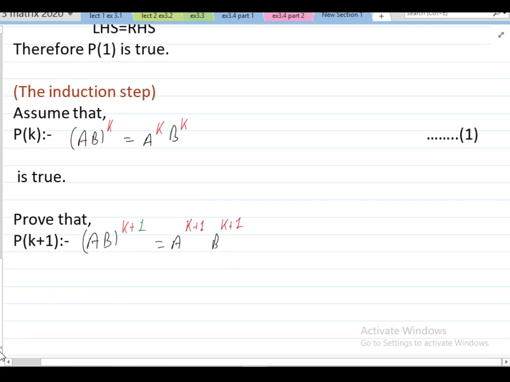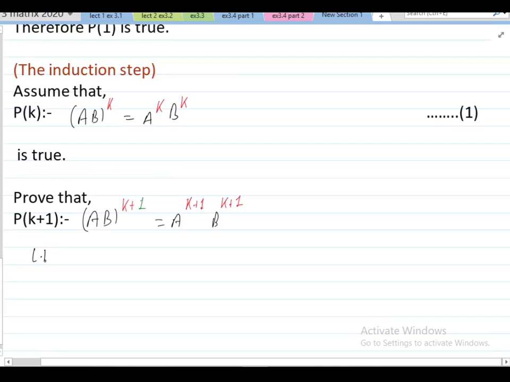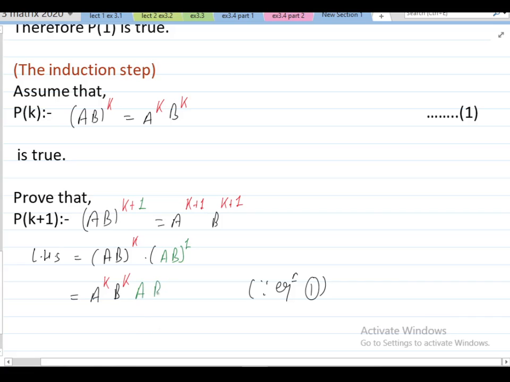તો જરાય ગભરાયા વગર આપણે લેફ્ટ હેન્ડ સાઈડ થી સ્ટાર્ટ કરીએ. What is left hand side? AB whole raised to K into AB, right? AB whole raised to 1. Okay. Now what is AB whole raised to K from equation number 1? A raised to K, B raised to K. And we already have A into B, right?